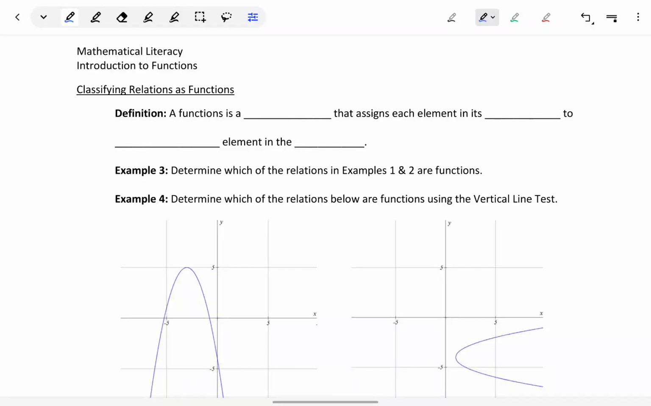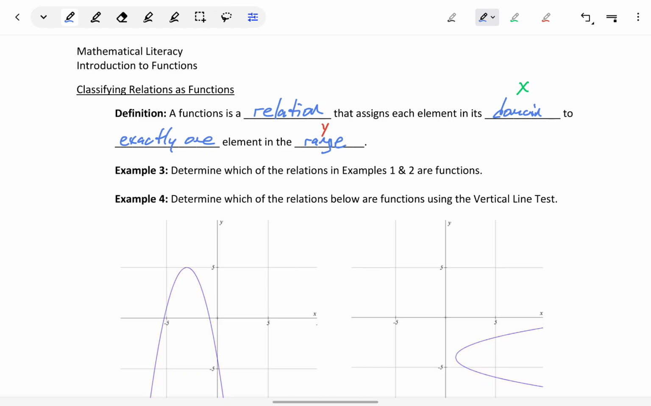Identifying the domain and range of a relation is important because that ties in directly to our definition of a function. A function is a relation that assigns each element in its domain, again, that's our list of x values or our collection of all of our x values, to exactly one element in the range, which again is that collection of all of the y values.